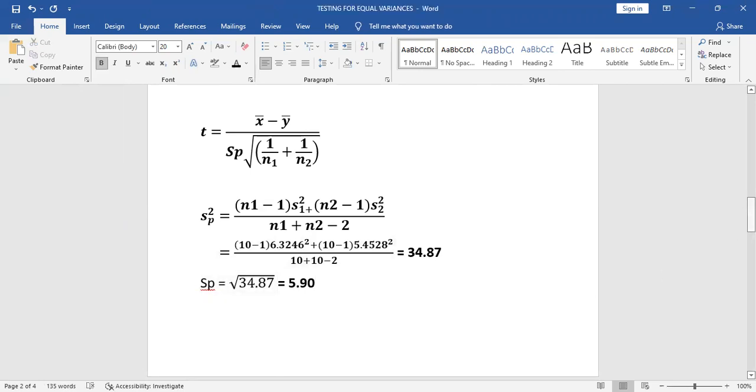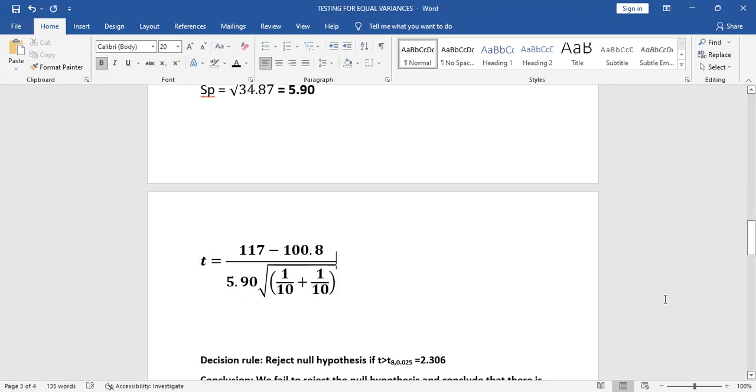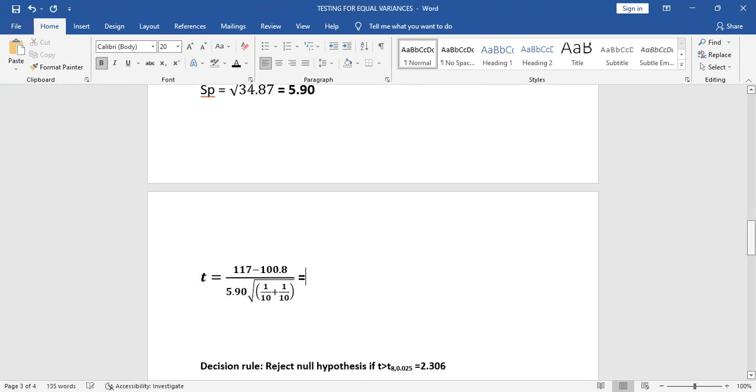Okay, so now 5.90 will come and sit there. N over 1 over N1, 10 there. Then now I can calculate my T. 117 minus 100.8 is giving me 16.2 over.